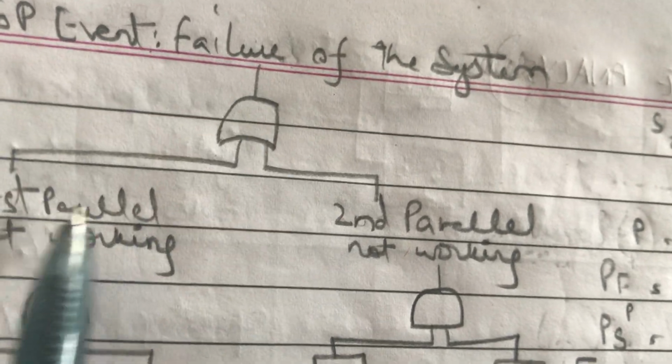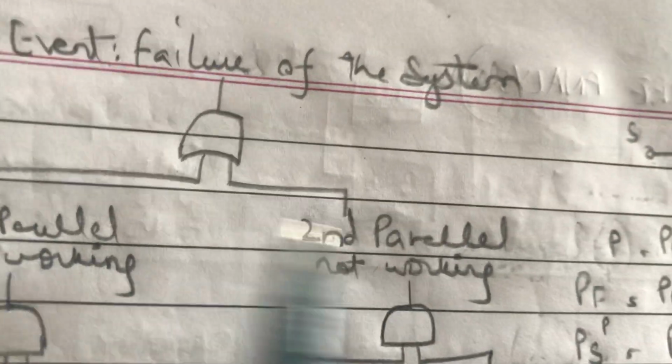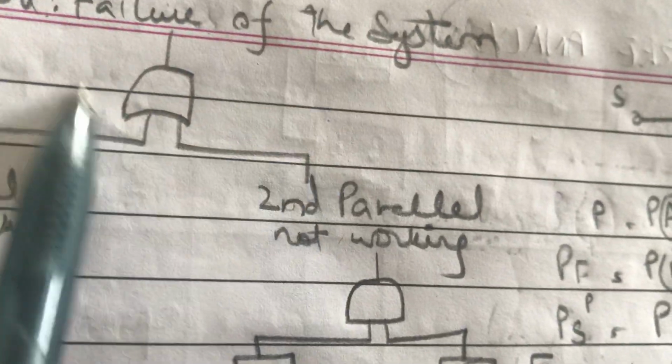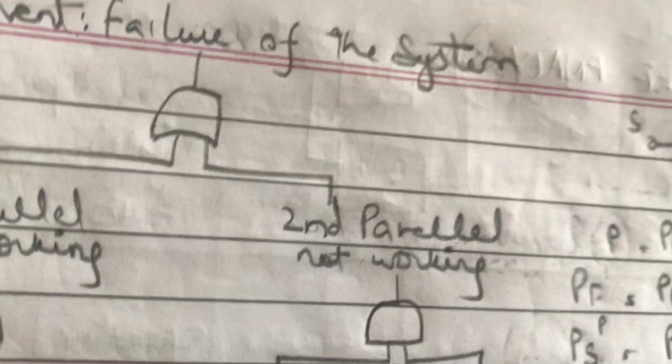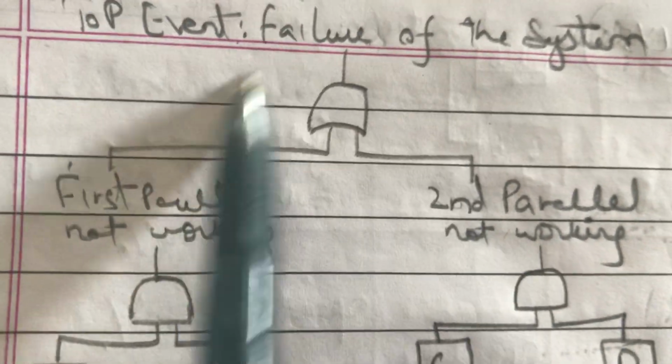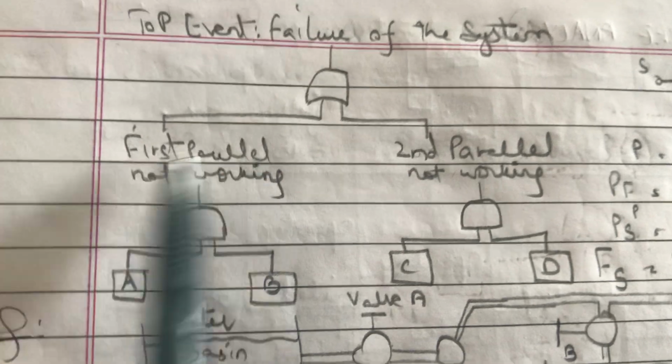Failure of the system can happen by these two conditions: if this is not working, or if this is not working. So we have drawn it as an OR gate. Okay, we have put an OR gate here. Now we say first parallel not working.